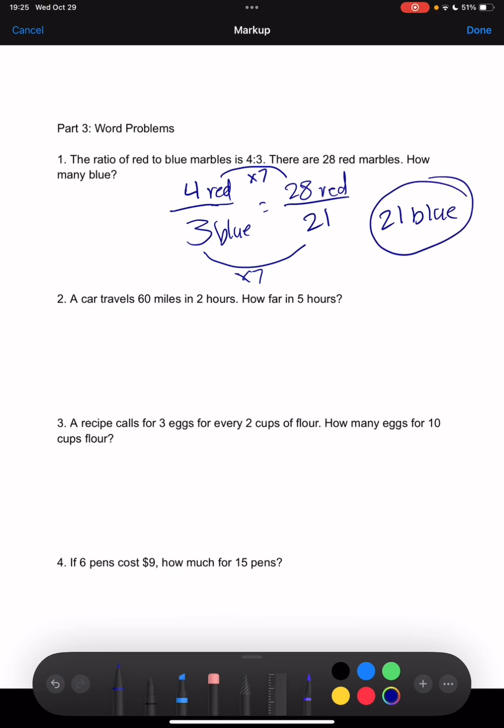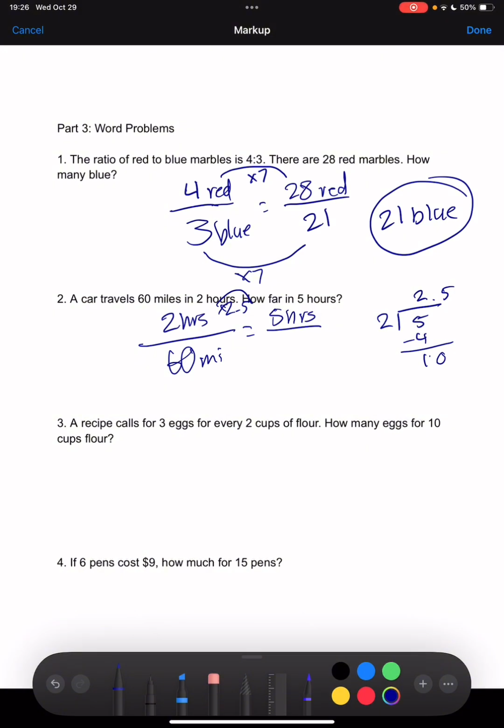Number 2. A car travels 60 miles in 2 hours. How far in 5 hours? So in 2 hours, the car can travel 60 miles. And now we're at 5 hours. And now we have to do 5 divided by 2 in order to see what number times 2 will equal 5. So 2.5 times 2 is equal to 5.